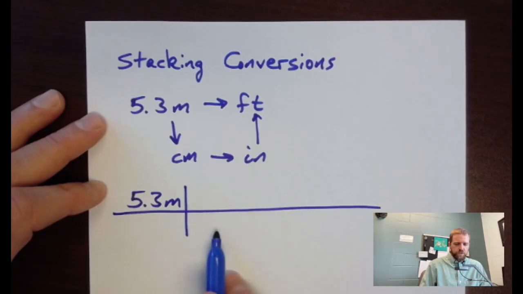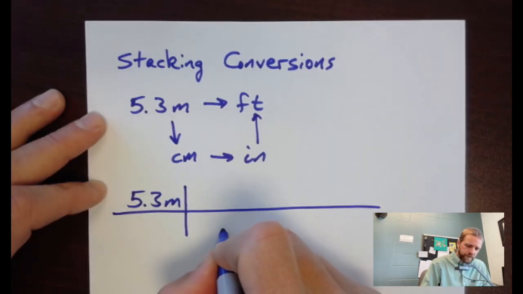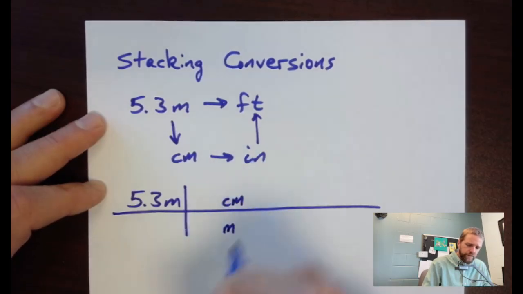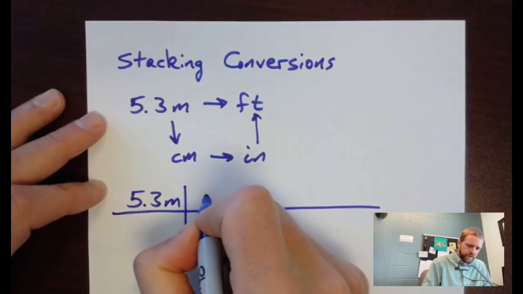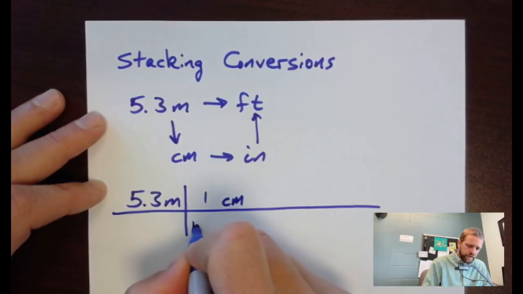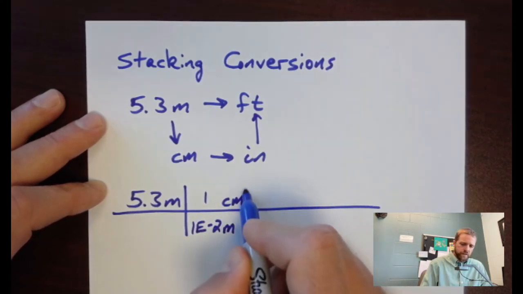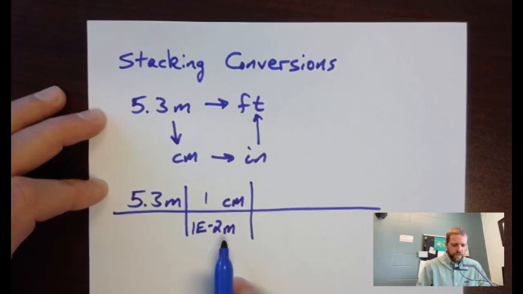So in this first little box here, I want to go from meters to centimeters. So let me put meters here and centimeters here. And I know that 1 centimeter is 1e minus 2 meters. And then I'm going to draw a vertical line. So this separates the conversion factors.